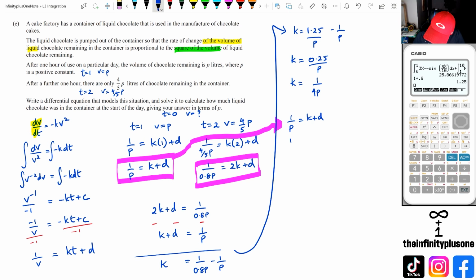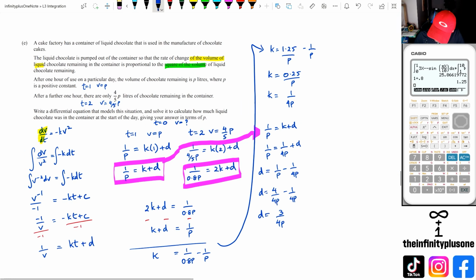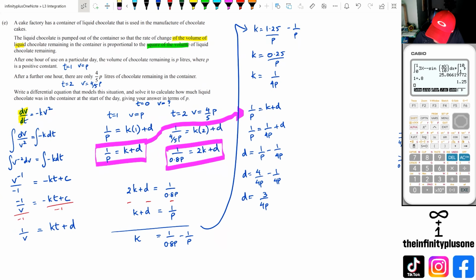So then I've got 1 over p equals 1 over 4p plus d. So d is equal to 1 over p minus 1 over 4p. So d is equal to, I'm going to have 4 over 4p minus 1 over 4p. So d is equal to 3 over 4p. And basically, with all of that, I actually have my equation.